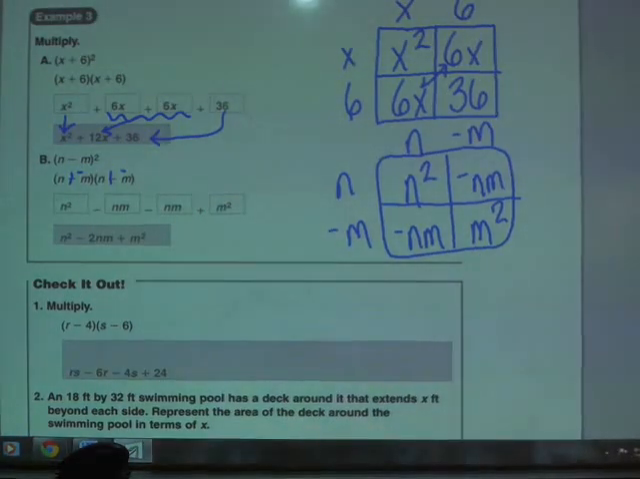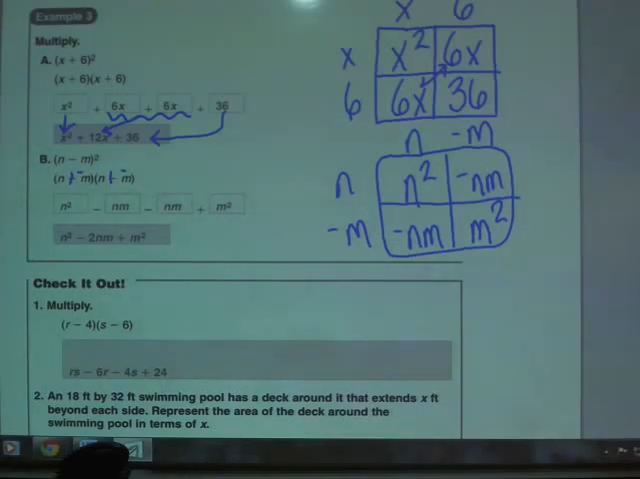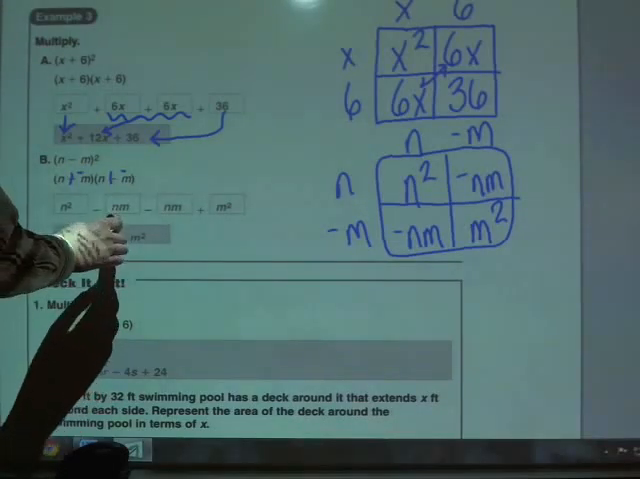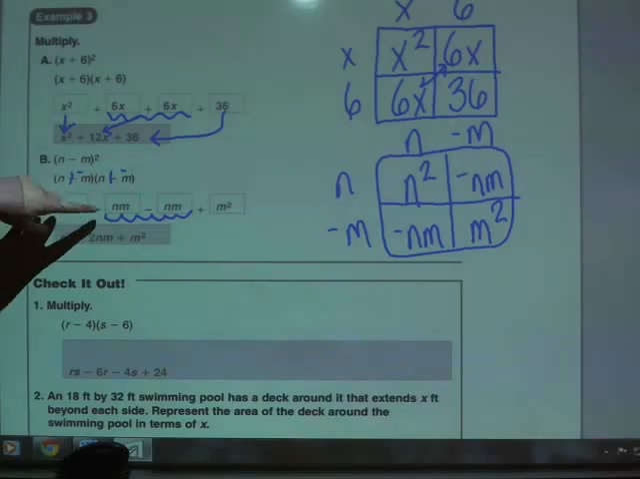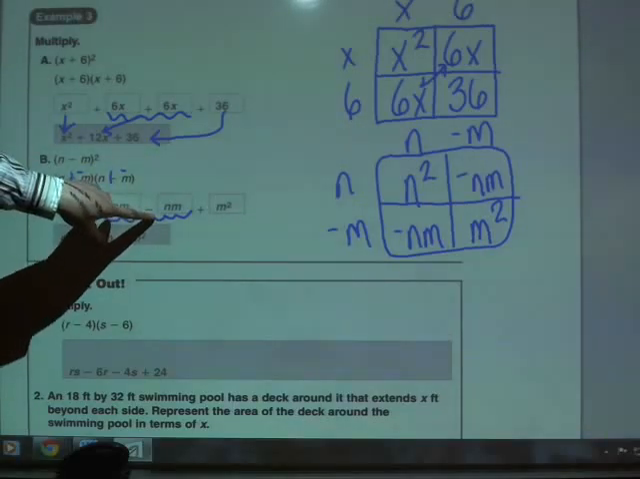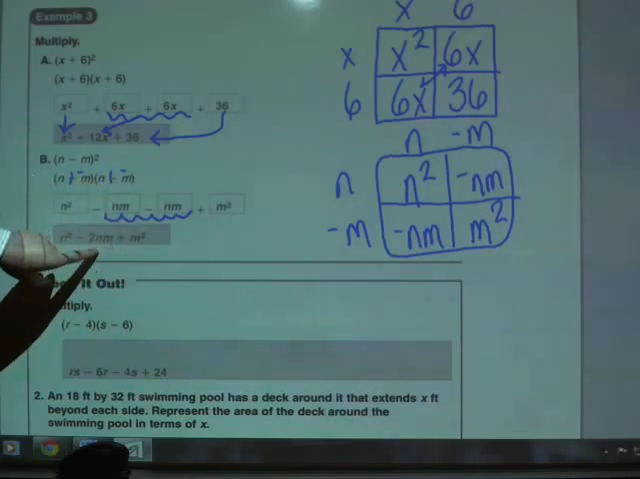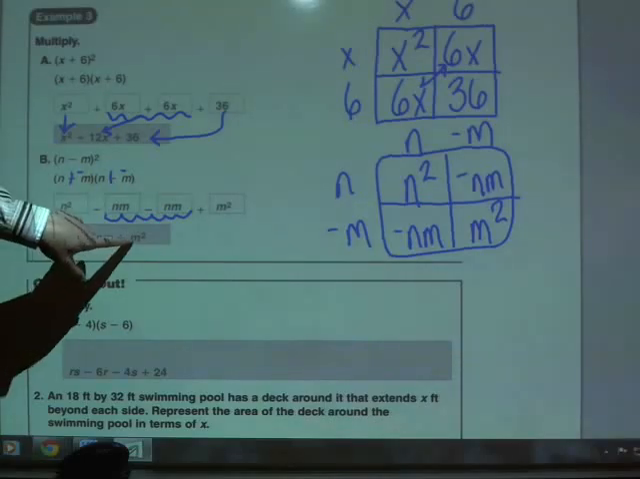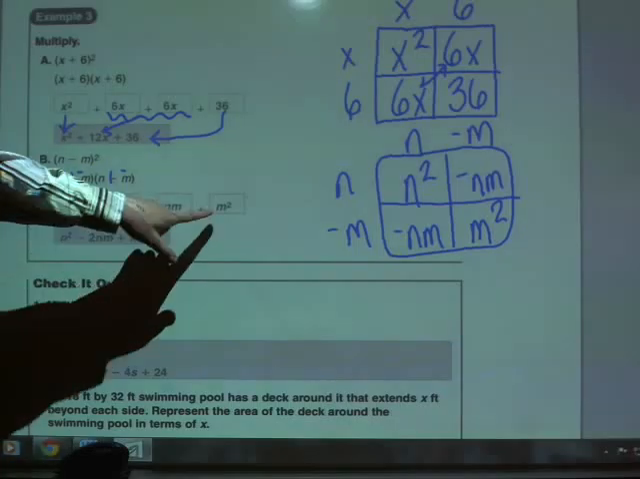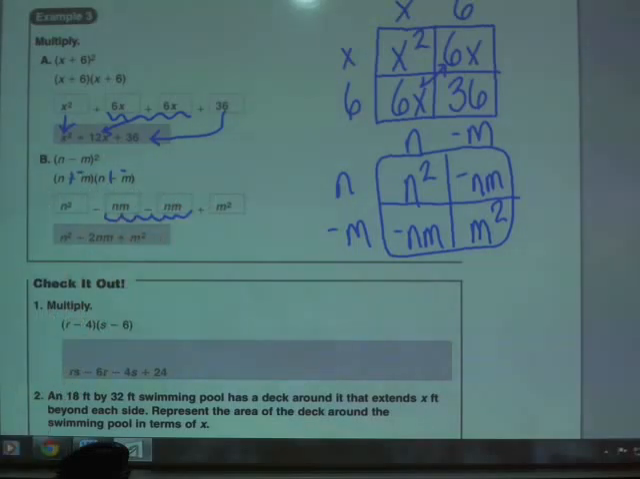Now these two middle terms happen to be the same here. Well, they are like terms as a result, and since they're like terms, we can combine them. So if I have negative 1nm, and then I take away another nm, now I have negative 2nm's, which is what you see in the middle here, which is why it says n squared minus 2nm plus the m squared. This guy in the front and this guy in the back didn't change. We combine the two like terms in the middle there, and we're done.